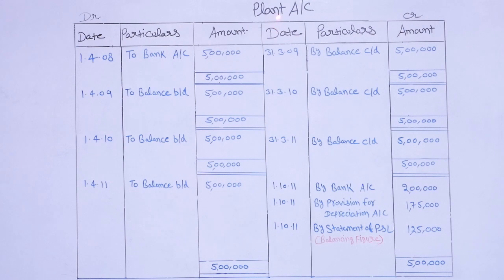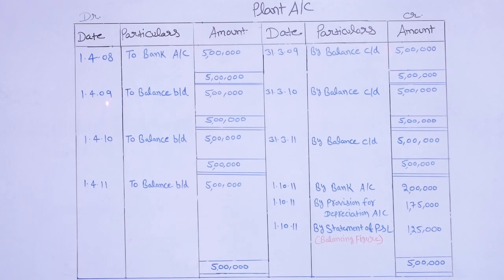Now we are making the plant account. Debit, credit, date, particulars, amount, date, particulars, amount. X Limited purchased the second-hand plant on 1st April 2008 for rupees 5 lakh. So what will be the entry? Plant account debit to bank account. So to bank account 5 lakh. In this question, we have to make a separate account for depreciation, that is provision for depreciation account. So we will not charge depreciation in the plant account. On 31st March 2009, by balance carried down 5 lakh rupees. This balance will be brought down to the next year.